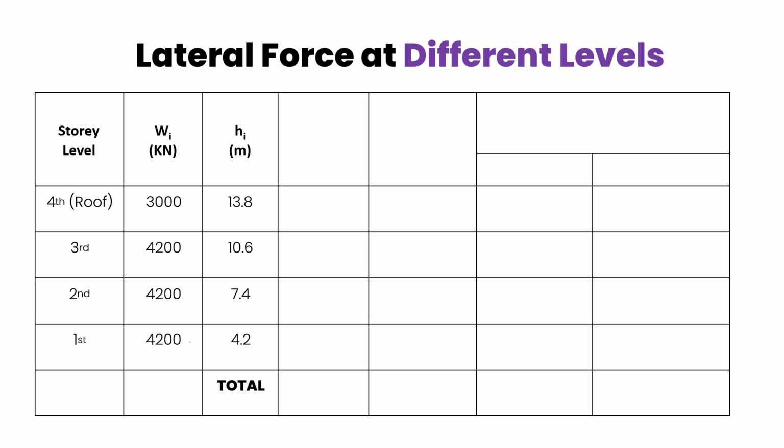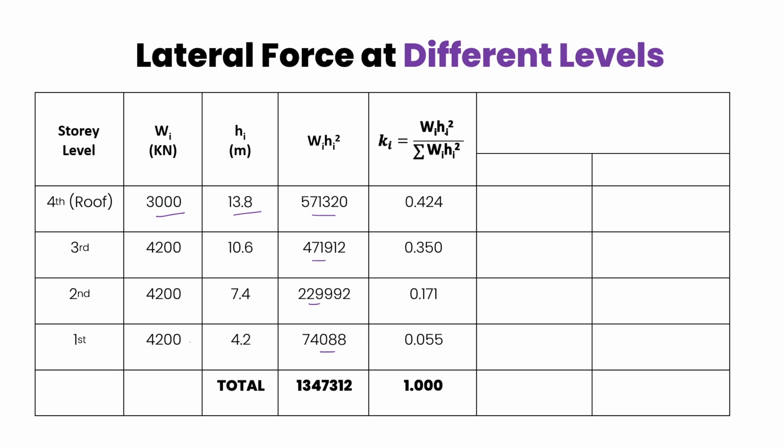So we have our value of WI, we have our value of HI. Next, we need to find the value of WI into HI squared. So we simply multiply this value of 3000 by the square of 13.8 and we get this value. And similarly, we'll get all these values. Next part of the equation is actually finding that KI. So we are interested in this KI. We have our WI into HI square, and this value is actually this value. So it's the summation of WI HI square.